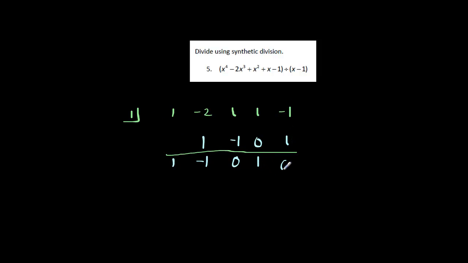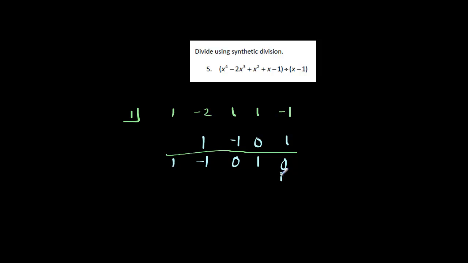Number 5, divide using synthetic. So let's look and see if there's anything here. There's a gap? There is no gap. 4, 3, 2, 1, 0. So let's write the coefficients. 1, negative 2, 1, 1, negative 1. Because it says x minus 1, I'm going to put 1 in there. Bring the 1 down, multiply, add down, multiply, add down, multiply, add down, multiply, add down.